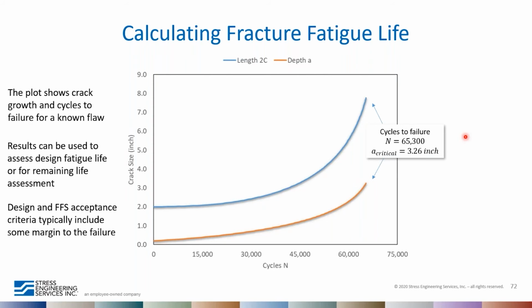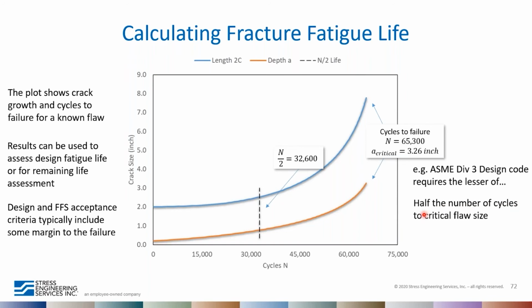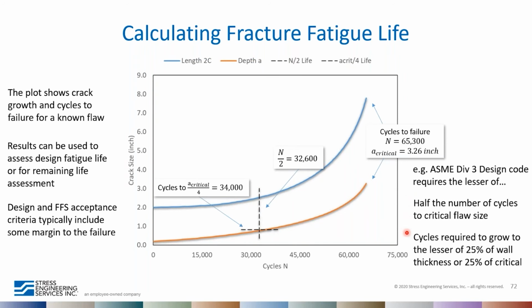And these fitness for service or design criteria typically include some margin to failure from what is actually calculated on these curves. So for example, in ASME Section 8, Division 3, which is a pressure vessel code, they consider fracture mechanics, and it requires the lesser of half the number of cycles to the critical flaw size. So in this case, that would be 32,600 cycles. And then it also considers the number of cycles required to grow the crack either a quarter of the way through the wall or a quarter of the critical crack depth. And in this case, that's 34,000 cycles. So between the two, clearly this criterion is the controlling one.